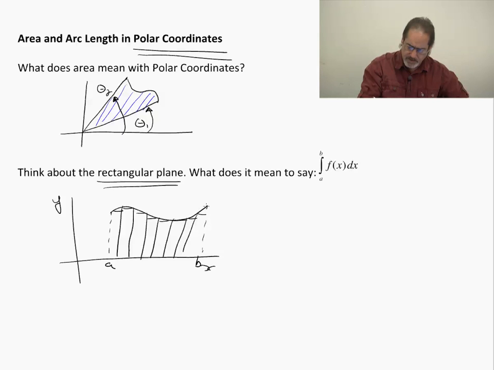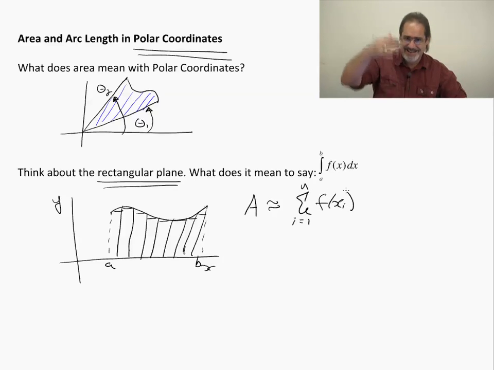And what we said was that the area is approximately equal to the sum, i equals 1 to n, of f of x_i, that's the height of the individual rectangle, times delta x, where delta x was the width of any given rectangle. And let's make it simple for right now. Let's say that delta x is all the same, so I'm not dealing with delta x_i's. So that would give me the approximation of the area.